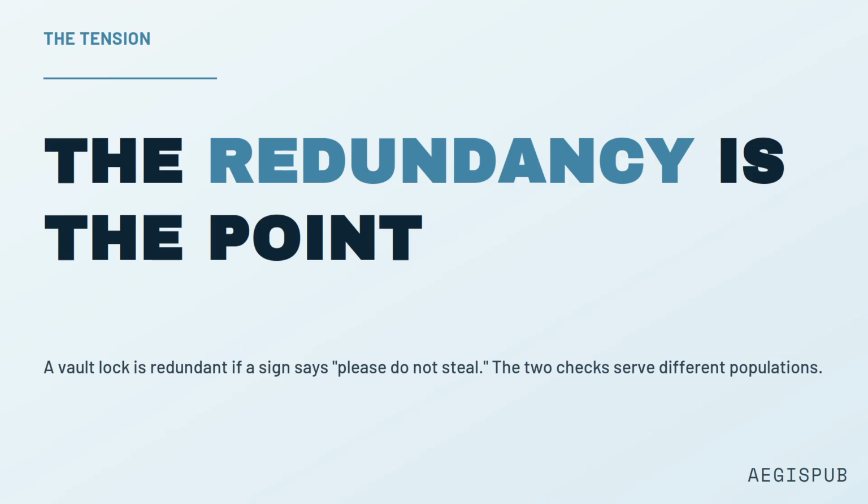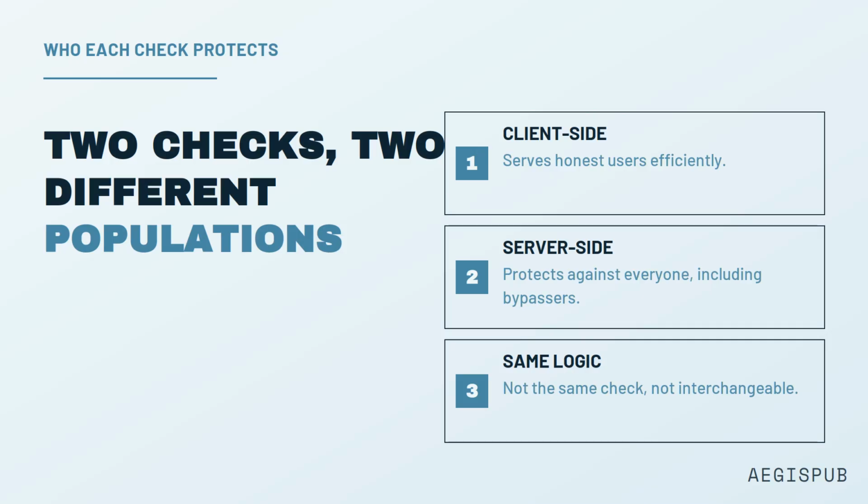The two checks serve different populations with different intentions. Client-side validation exists to serve honest users efficiently. Server-side validation exists to protect the system from everyone, including dishonest users who have bypassed or ignored the client-side check. These are not the same population, and they are not the same check, even if they implement the same logical rule. Treating them as interchangeable is the mistake.